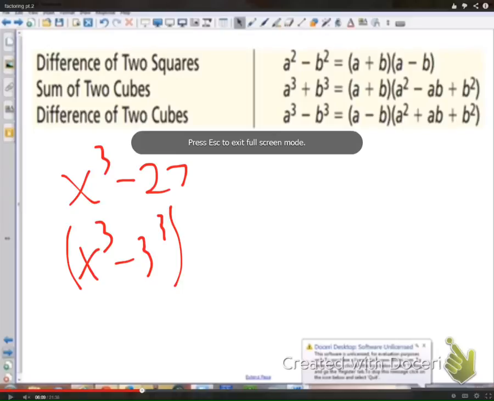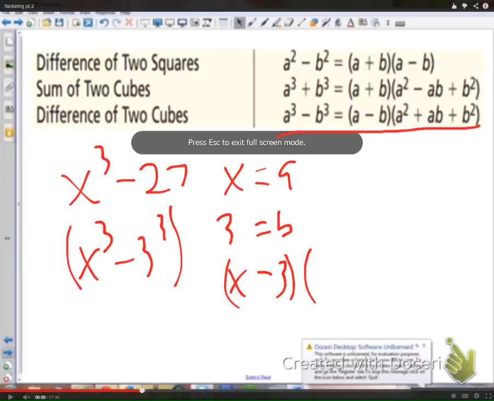This is the factored form. So, here we go. My A, x, is going to be my A, 3 is going to be my B. And I'm going to rewrite this exact line, filling in those for my A's and B's. So it's going to be x minus 3 times x squared plus A times B, so that's 3 times x, plus B squared. What's 3 squared? I think it's 9. Boom, there you go.